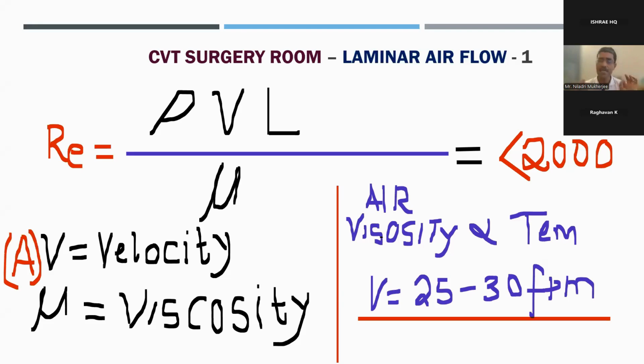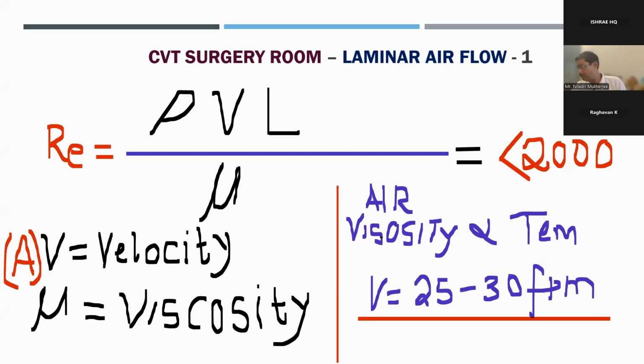Then our objective is 25 to 30 feet per minute. That should be the velocity of the air along with the laminar flow, 10 centimeters from the laminar plenum to the patient table. Now you see how many variables there are to maintain Re. If we don't maintain Re below 2000 or 2300, it will not be a laminar flow.